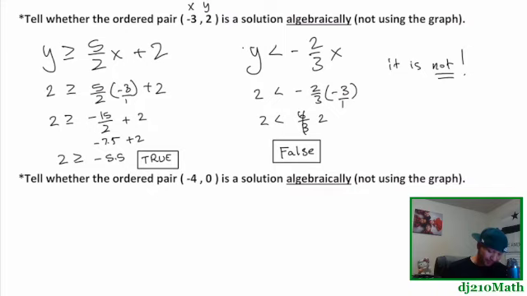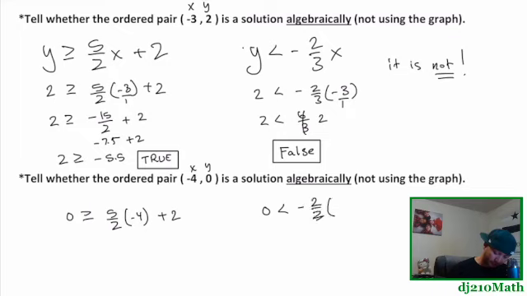All right, let's try. Feel free to pause the video and see if you can work this out on your own. Negative 4, 0. So we're going to say 0, using the exact same equations, greater than or equal to 5/2 times negative 4 plus 2, and 0 less than negative 2/3 times negative 4.